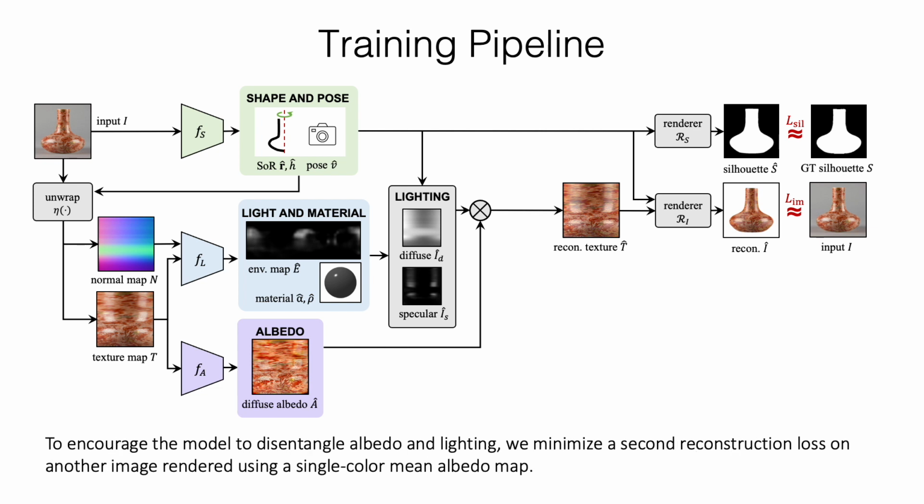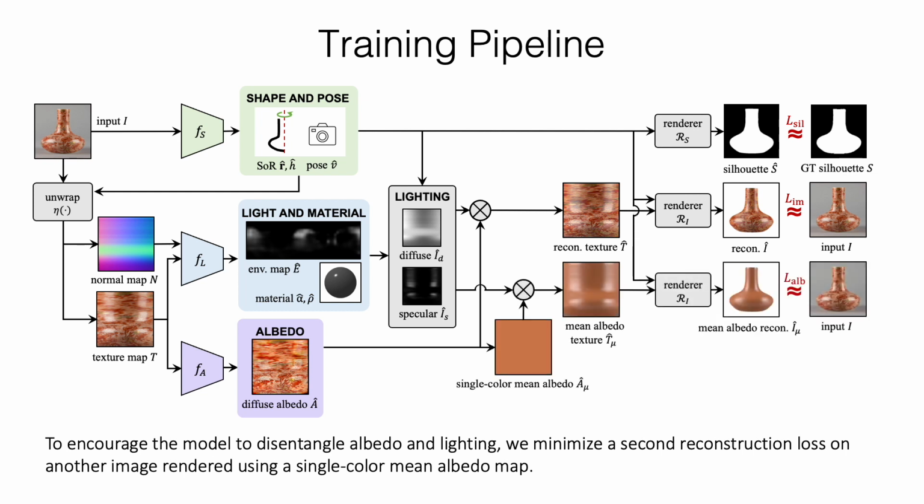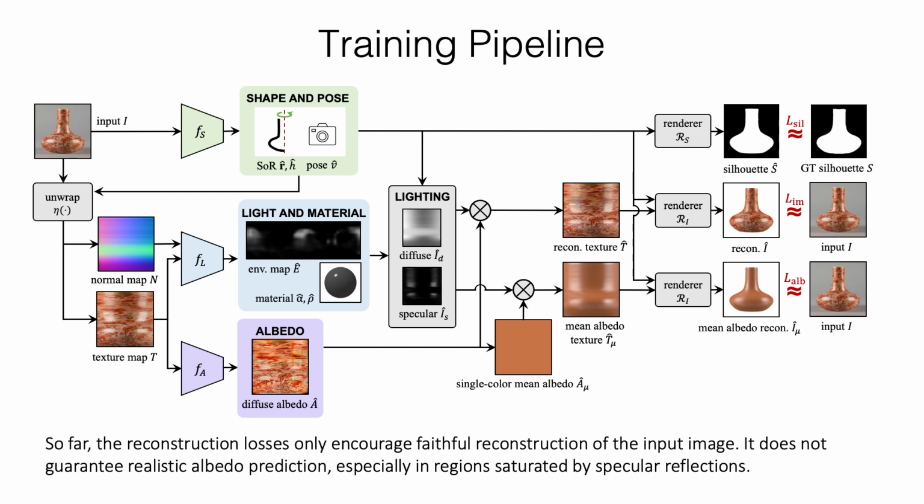To encourage the model to disentangle albedo and lighting, we minimize a second reconstruction loss on another image rendered using a single color mean albedo map. So far, the reconstruction losses only encourage faithful reconstruction of the input image. It does not guarantee realistic albedo prediction, especially in regions saturated by the specular reflections.